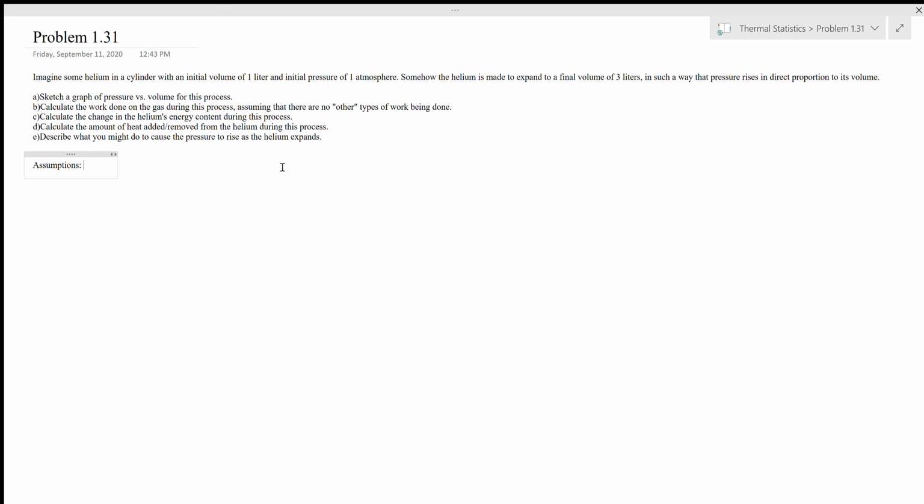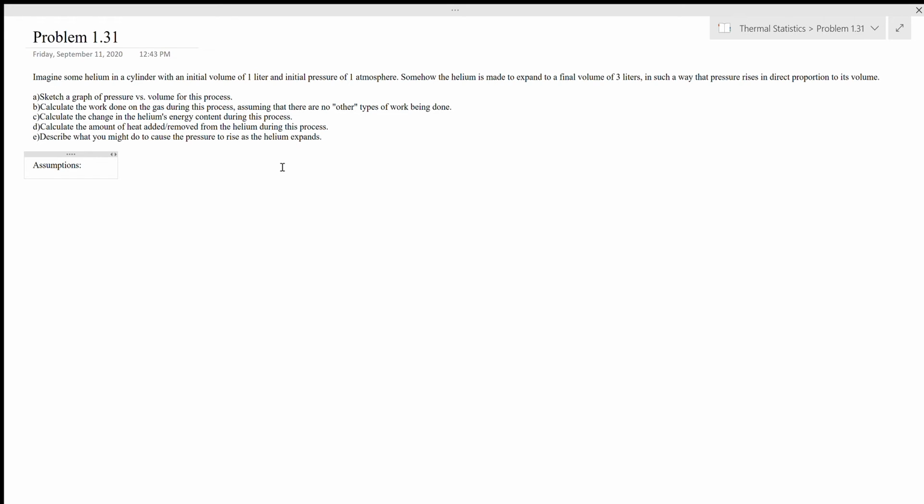Hello everyone, I'll be solving problem 1.31 from my thermal physics textbook by David Schroeder. So problem 1.31 is: imagine some helium in a cylinder with an initial volume of 1 liter and an initial pressure of 1 atmosphere, and then somehow the helium expands to 3 liters in a way that the pressure also expands in direct proportion to it.